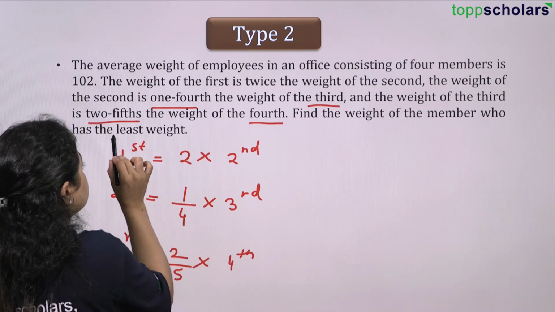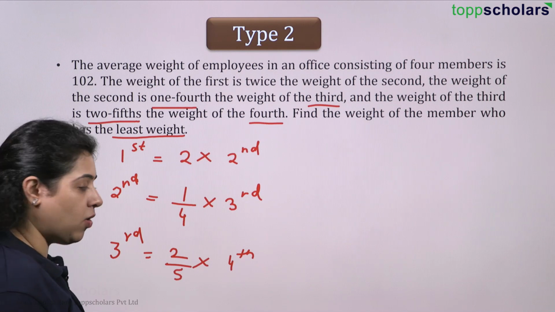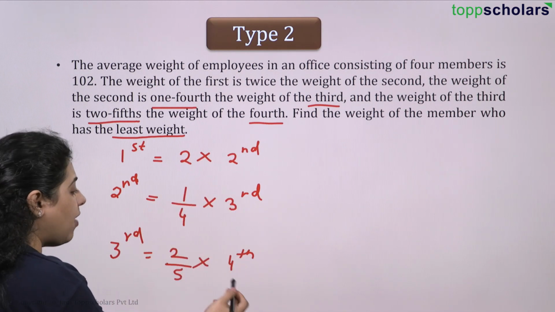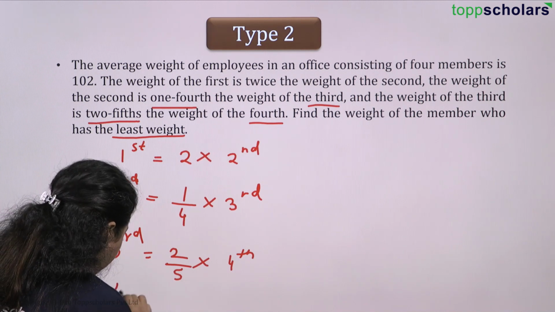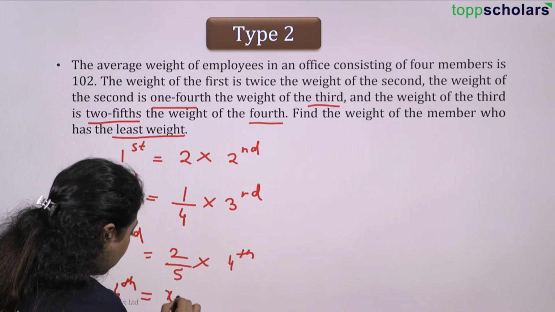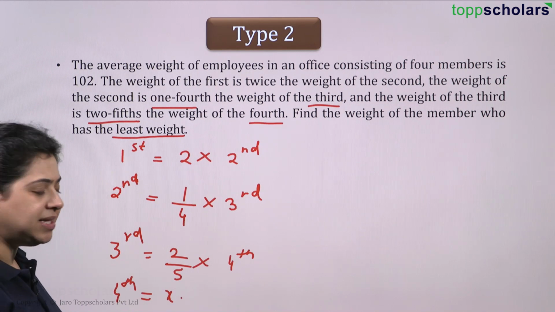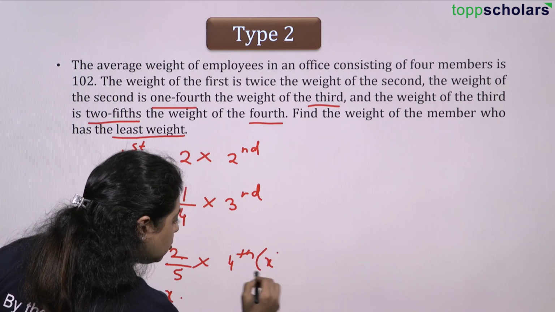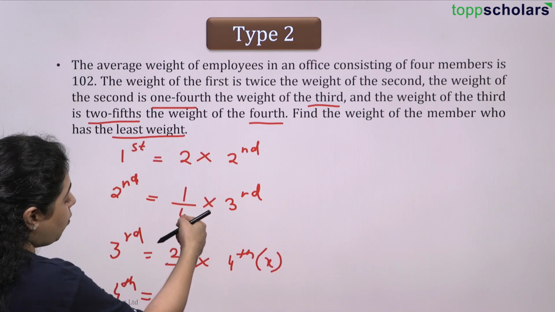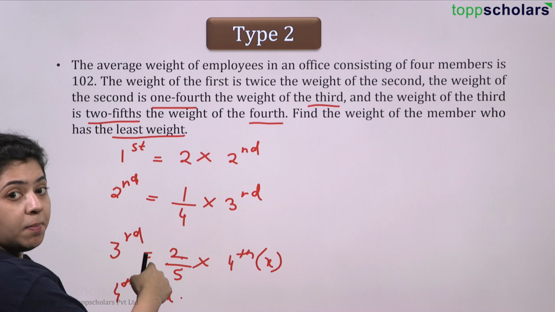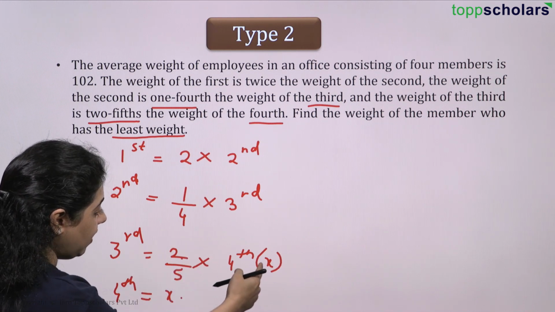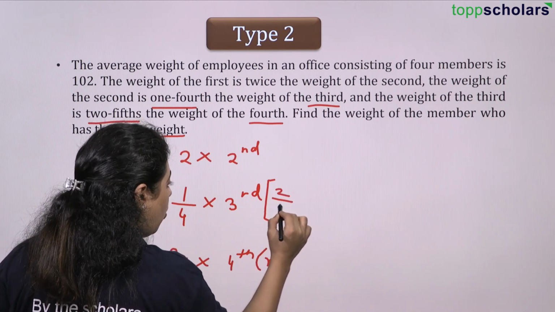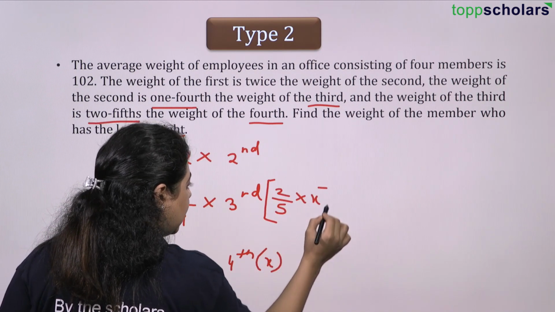Okay? That means whoever's weight is the least, that we have to find out. Now we have some condition for the first, some condition for the second, and some condition for the third. So let us represent the fourth by x. Let us say the fourth person's weight is x. So what will it be here? 2/5. For the fourth person, here it will be x, correct? And here it is saying 1/4 into the third person. Now the third person we have already represented as 2/5 into x. So rather than writing third person, we will say it is 2 by 5 into x, correct?